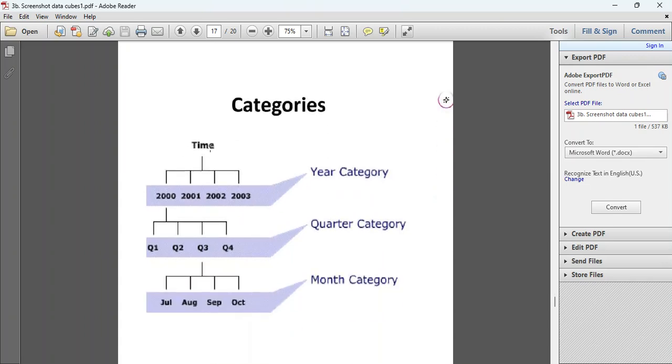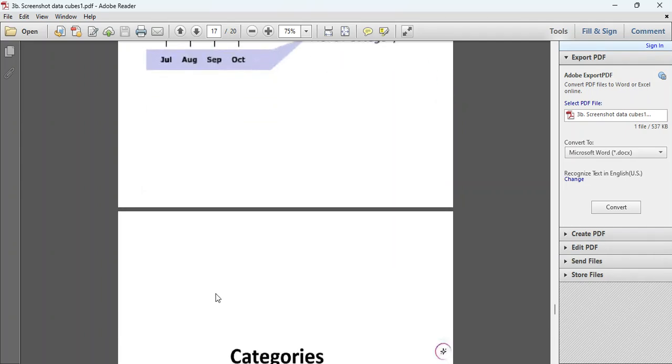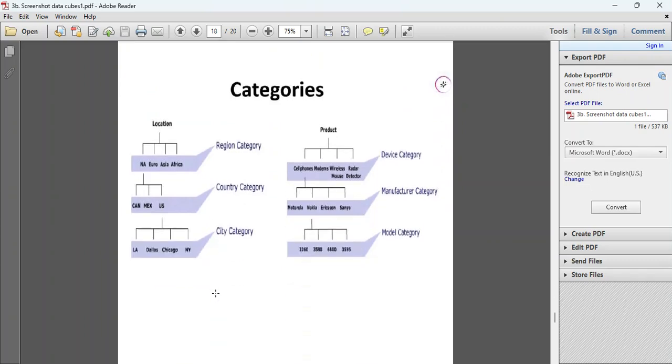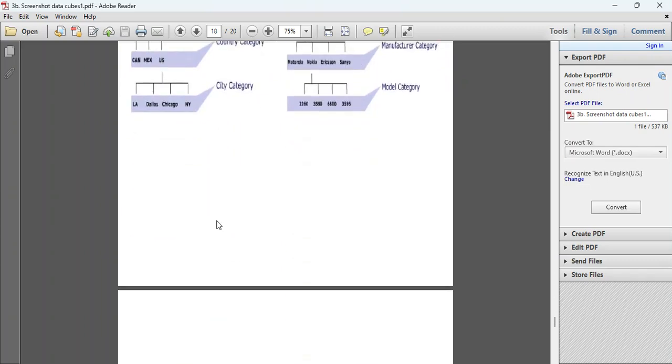If you see here, in time we have 2000, 2001. These are the year category, then the quarter category and the month category. Whereas this Q3 is the parent category of this month category. This is about the categories, and coming to locations, this can be divided like this.